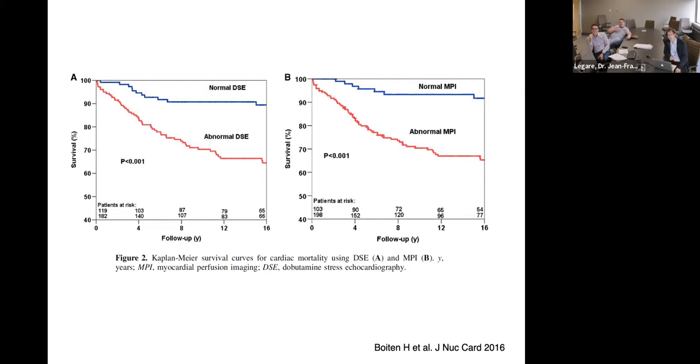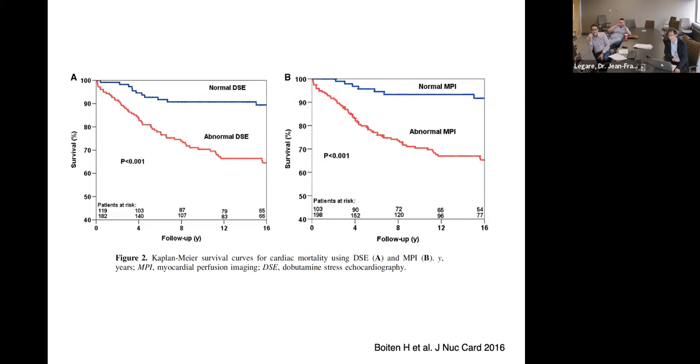So if you look at the prognosis, this is survival curves for dobutamine stress echo on the left and perfusion imaging on the right. If you have normal stress echo and normal perfusion imaging, your survival is excellent. It's not a certificate of immortality. I have had many requests from patients to provide that, and I have not yet been able to do one that proved to be durable. But the prognosis is good.